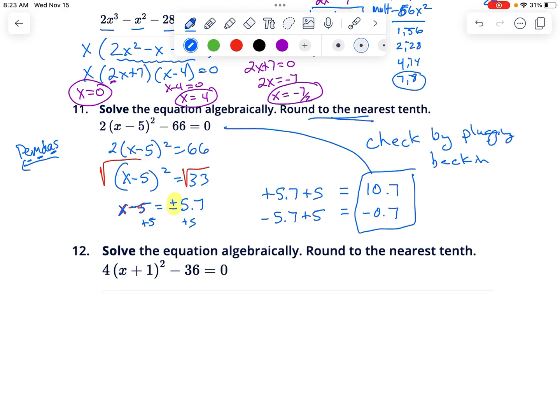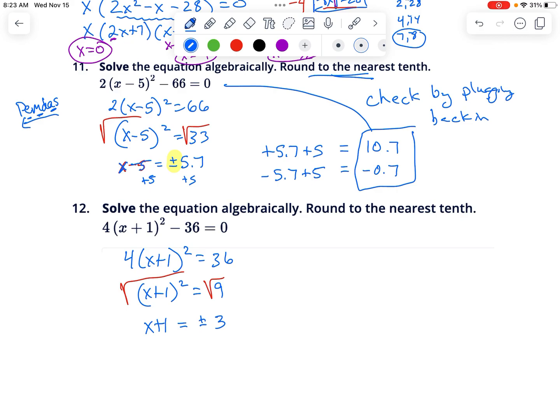Okay, we're going to try one more with that here. So again, we're going to undo the addition or subtraction, so we'll add the 36. Then we'll divide by 4. And then we're going to square root both sides. So x plus 1, and then we'll have a positive or negative 3. Okay, we got a really nice number, so that means if I would have put this in standard form, it would have factored. Number 11 wouldn't have factored, so I don't have to worry about rounding at all.